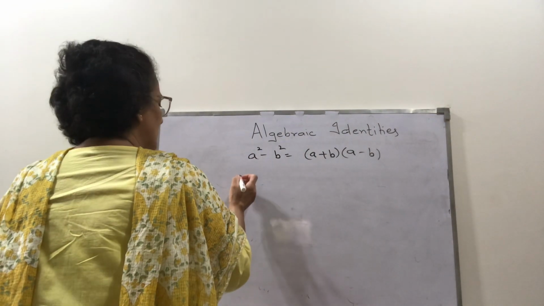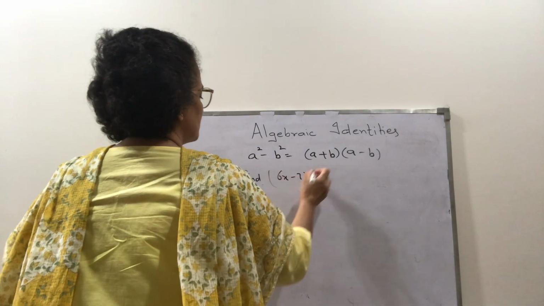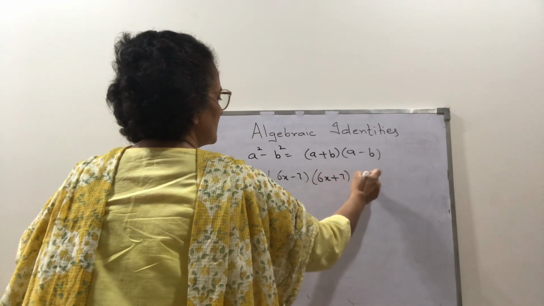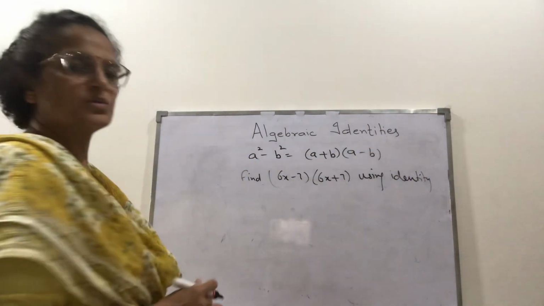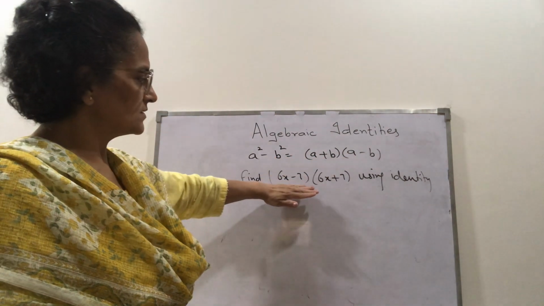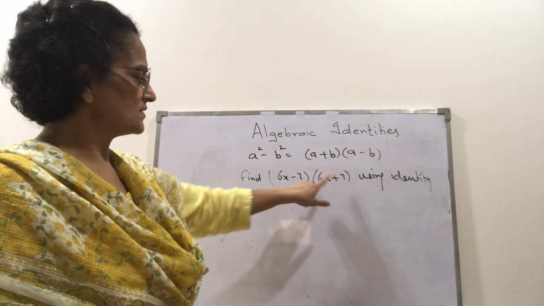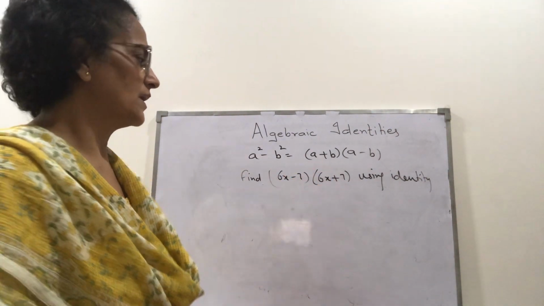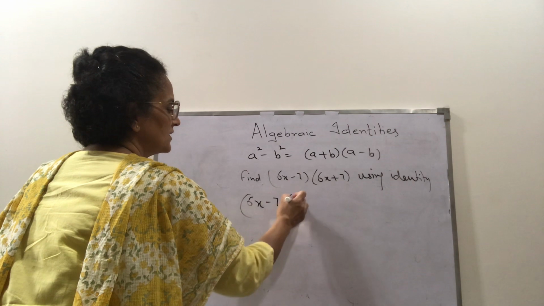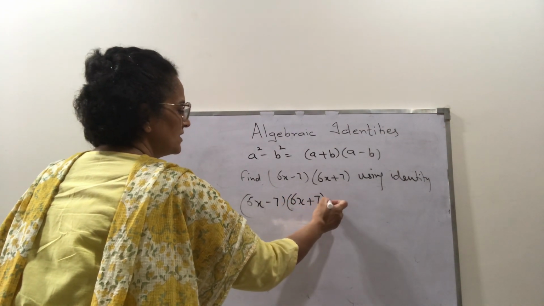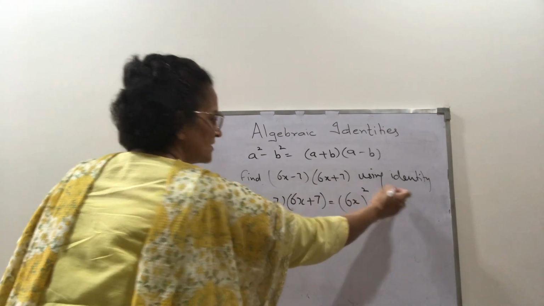So if they are saying find the product, find (6x minus 7)(6x plus 7) using identity. Now you can see this is similar to this. A is 6x, and there is plus and minus, and b is also there. So we can write it as (6x minus 7)(6x plus 7) is (6x) whole square minus 7 whole square.